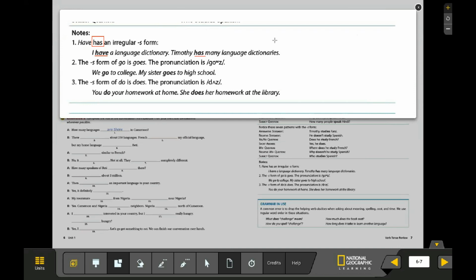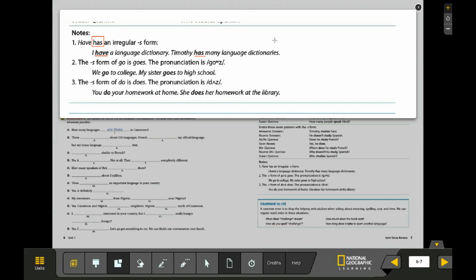The S form of go is goes. The pronunciation is goes. We go to college. My sister goes to high school. Very good. Can you read number 3 too? It's the same. Okay. The S form of do is does.